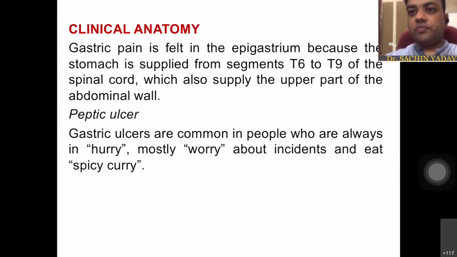An ulcer is an erosion in the mucosal lining of the stomach or any part. It is more common in the stomach and the first part of the duodenum. So why is it known as peptic? Peptic is derived from pepsin. You know the main secretion of the stomach is pepsin, which helps in the digestion of the food, that is the protein material.